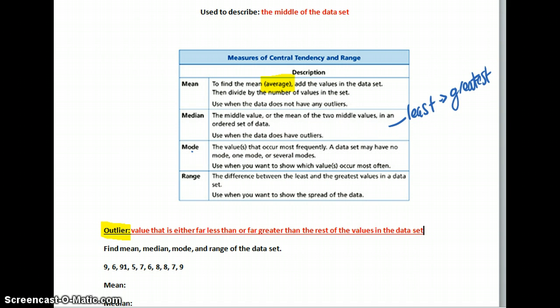I'm now going to give you a chance to find the measures of central tendency for this data set below. Remember to order them least to greatest to find the median, the mode, and the range. When you are ready to continue, please hit play.